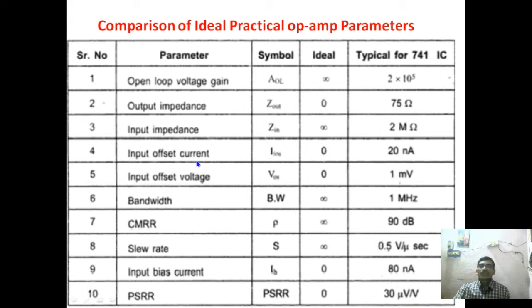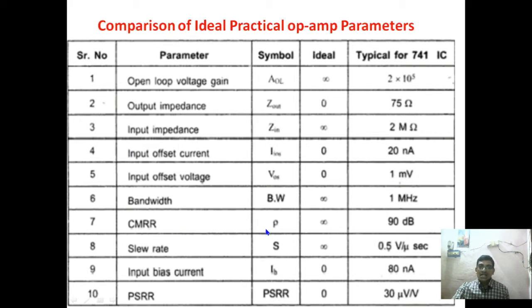Next, input offset current, IIO or IIOS, which is 0 for the ideal and 20 nanoamperes for the practical operational amplifier. Input offset voltage, VIOS or VIO, is 0 for the ideal, and for the practical it is 1 millivolt to 6 millivolts. And the bandwidth, meaning gain bandwidth product, is infinite for the ideal operational amplifier and 1 megahertz for the practical operational amplifier.